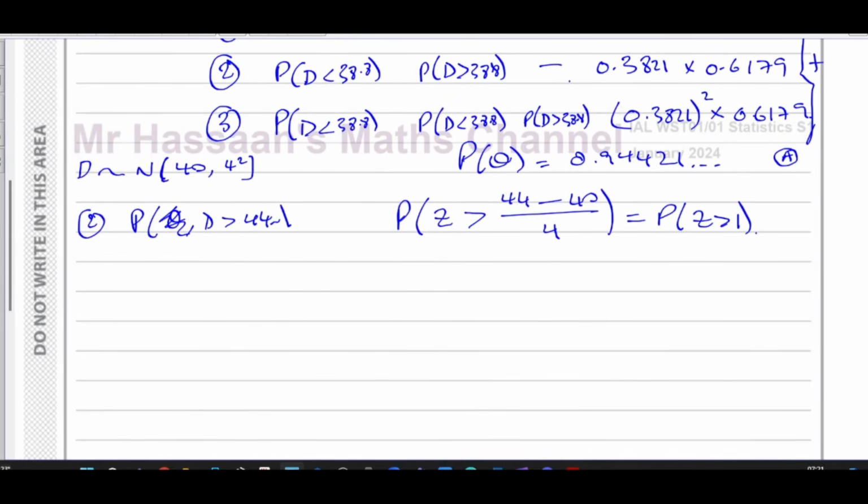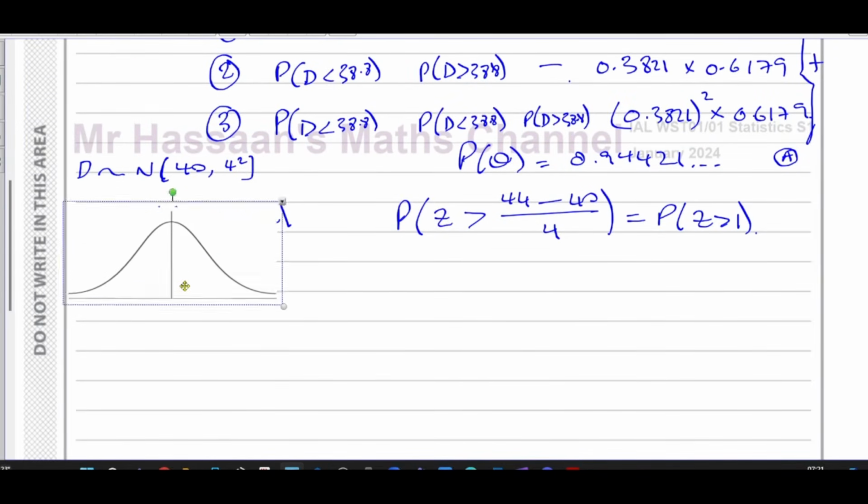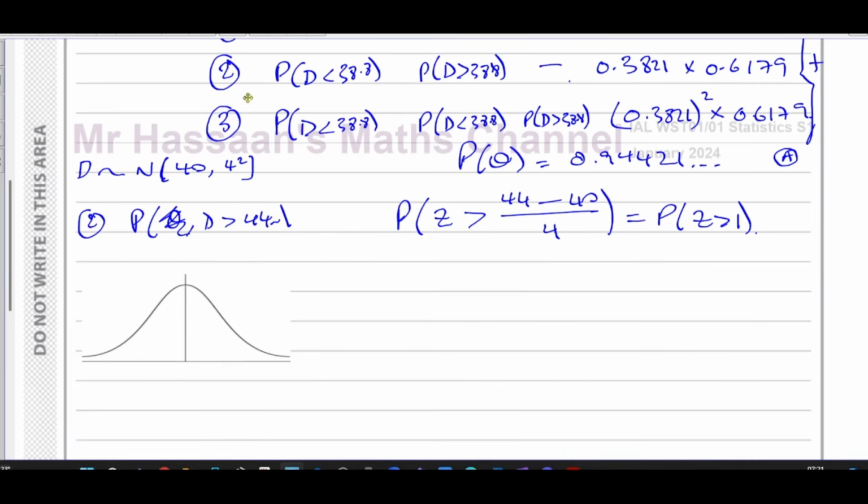Okay, so if we take our normal distribution curve, Z greater than 1 is going to be somewhere, of course, above the mean. So we need this area here. The probability that Z is greater than 1 is the same as 1 minus the probability that Z is less than 1, for the same reason as we mentioned before. Our table gives us what's to the left of this.